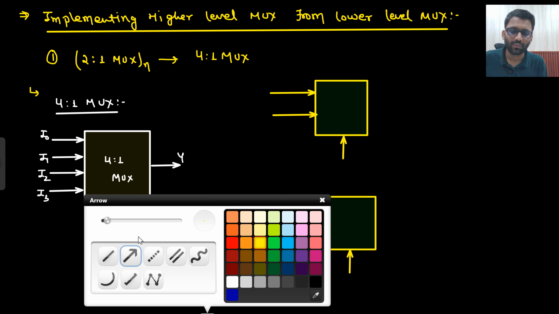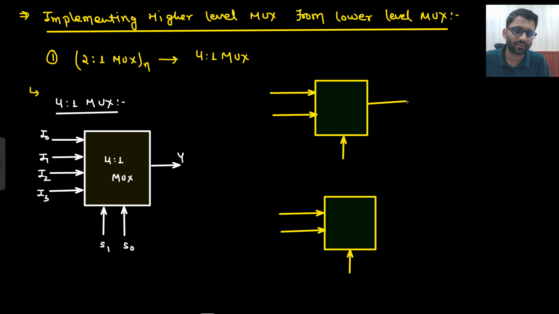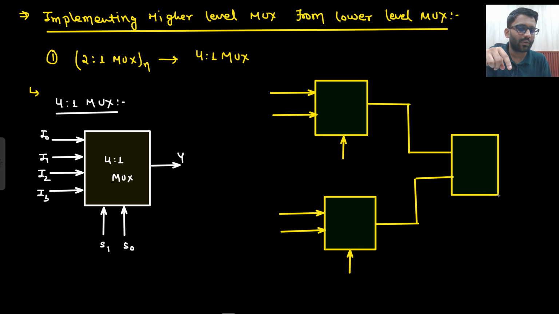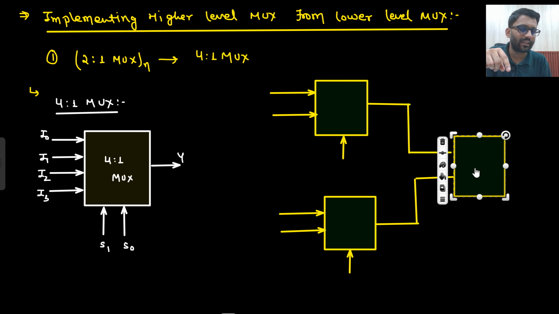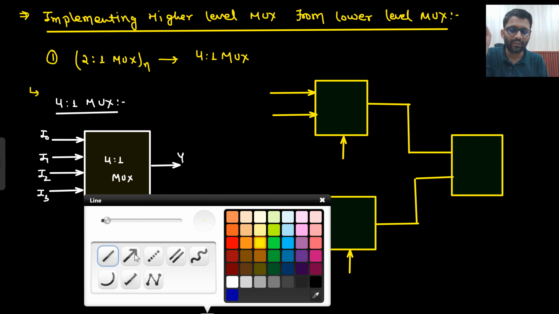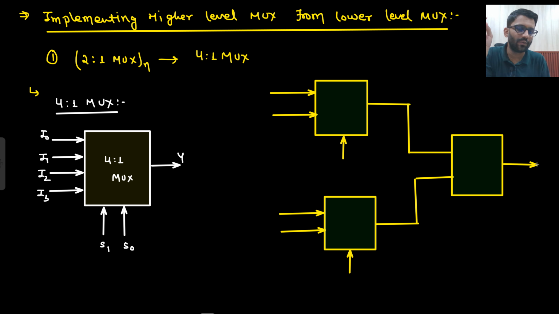Now each one will generate one output, so a total of 2 outputs will be there. These 2 outputs will be fed to another 2 cross 1 mux, because a 2 cross 1 mux can take 2 inputs. You wanted only one output, no? So finally this will give you one output. This is how you implement it with 2 cross 1, 2 cross 1 and another 2 cross 1.